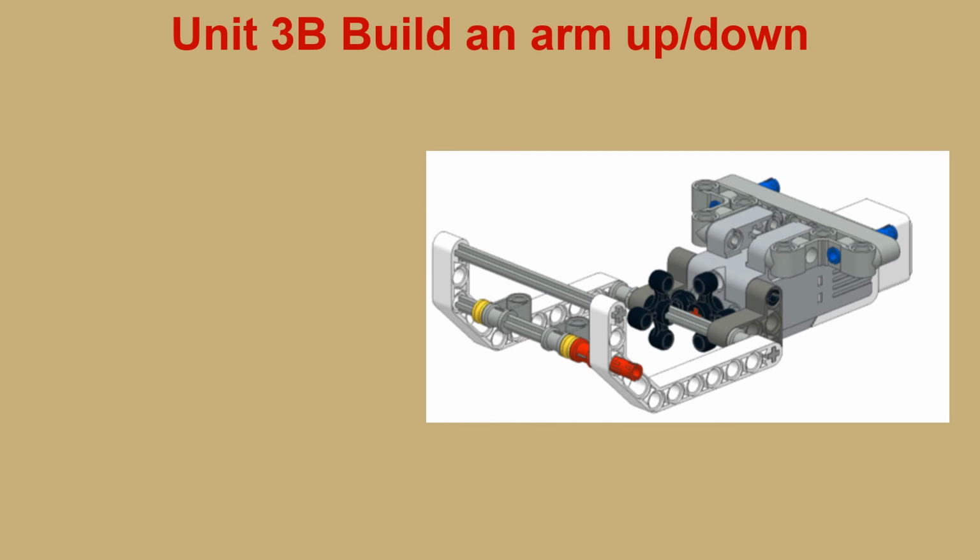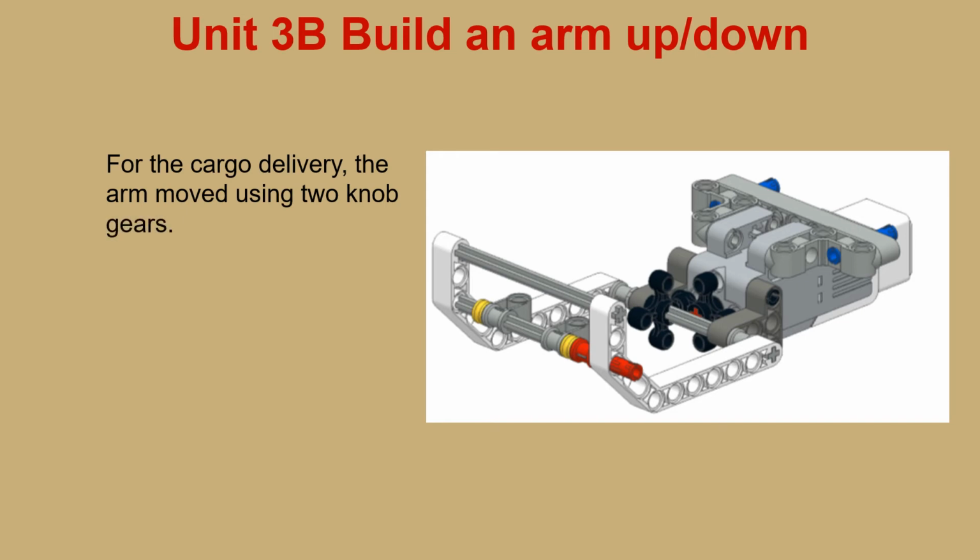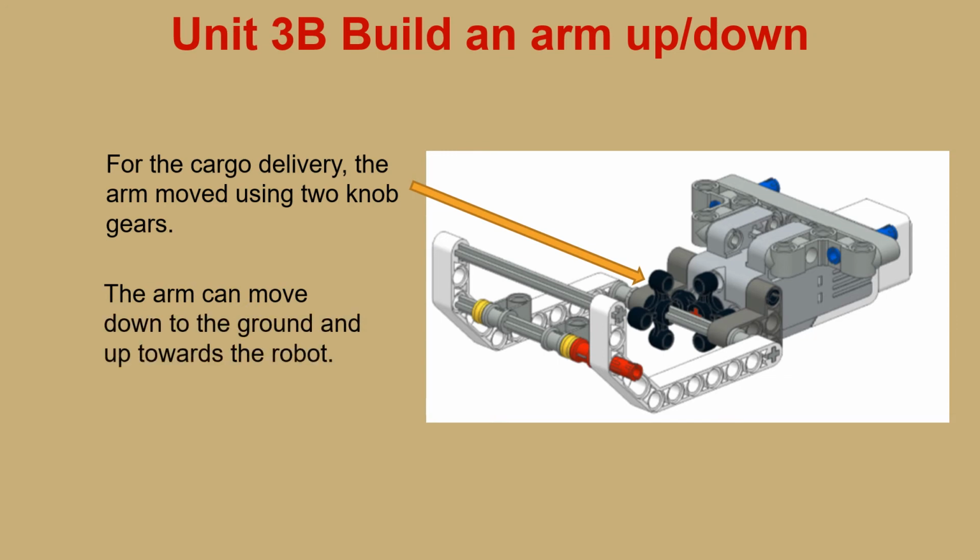So an example of an arm that goes up and down, this is with the two knob gears that are attached to a media motor. For the cargo loader, the arm is moved using two knob gears. There's one. And the arm can move then down to the ground and up towards the robot. Remember, the robot arm can only move as far as the structure of the robot allows.